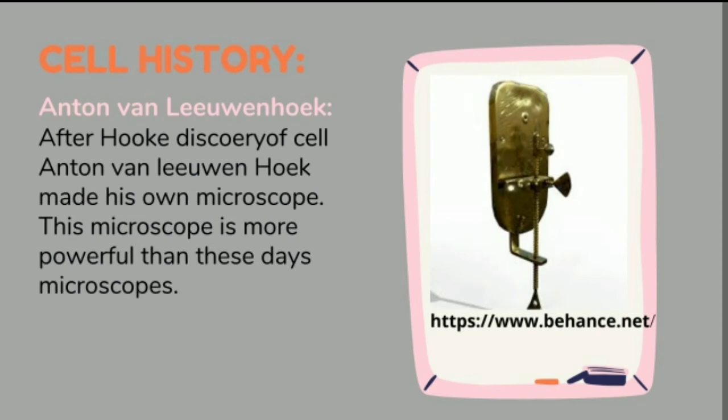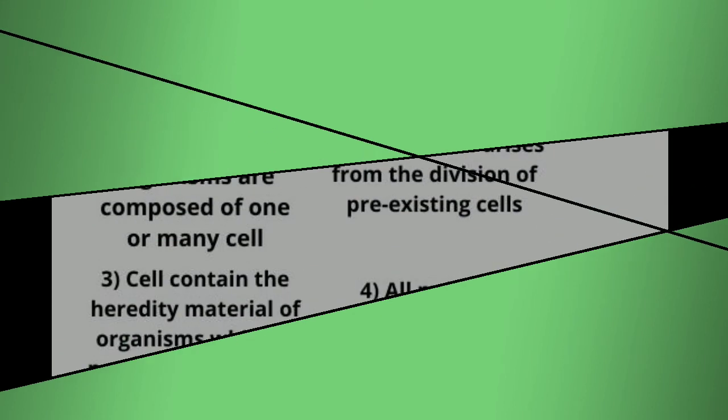Soon after Hooke's discovery of the cell, Anton van Leeuwenhoek in Holland made his own microscope. This microscope was more powerful than the microscopes of those days. Leeuwenhoek was the first scientist to observe human cells and bacterial cells. In this picture you can see the microscope made by Leeuwenhoek.